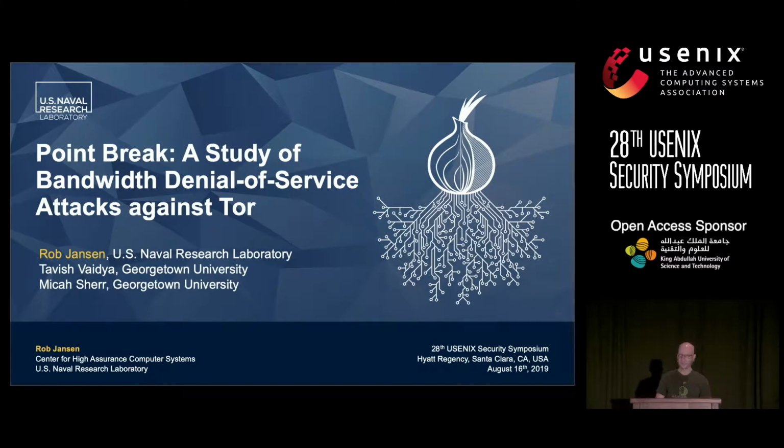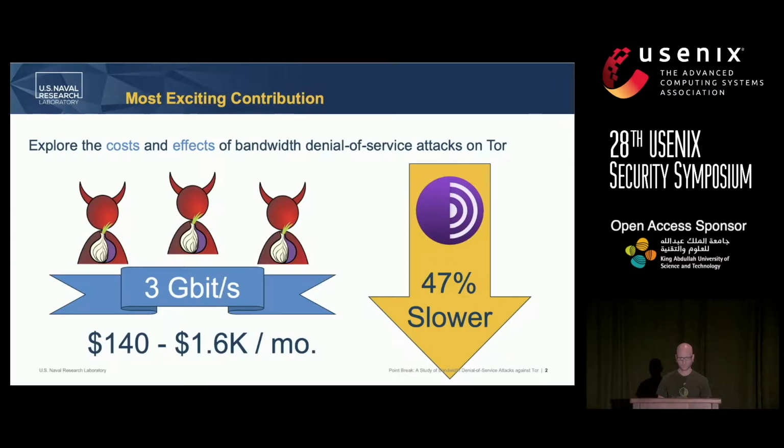So I'm going to talk about a study of bandwidth denial of service attacks against Tor. I'm Rob Jansen from NRL, and this is joint work with my colleagues Tavish and Micah from Georgetown University. In this work, we explore the costs and effects of bandwidth denial of service attacks on Tor. The most exciting contribution is an attack that costs 3 gigabits per second and costs anywhere from $140 to $1,600, depending on how you count. We can cause Tor downloads to become 47% slower across the entire network. That's all I have. Questions?